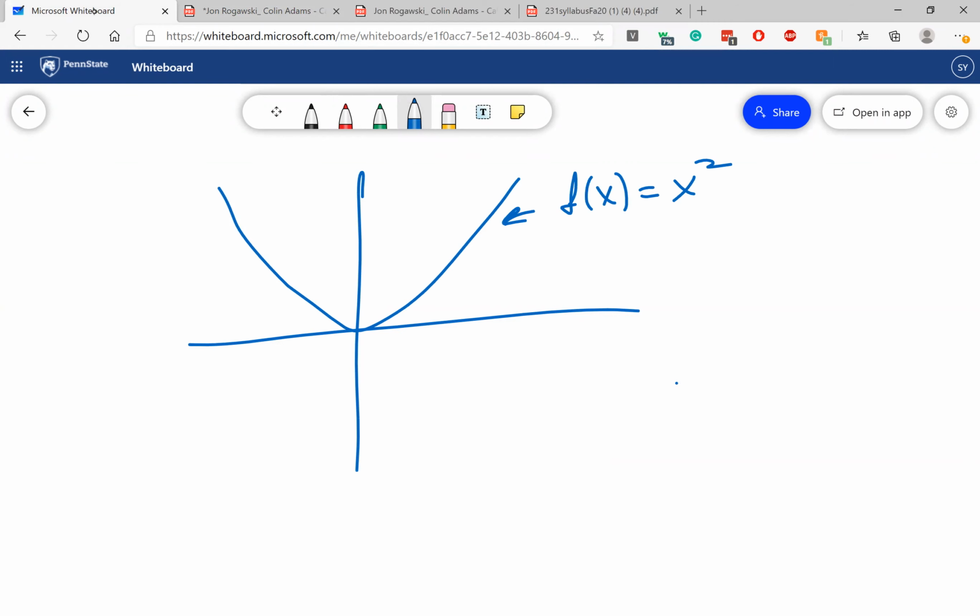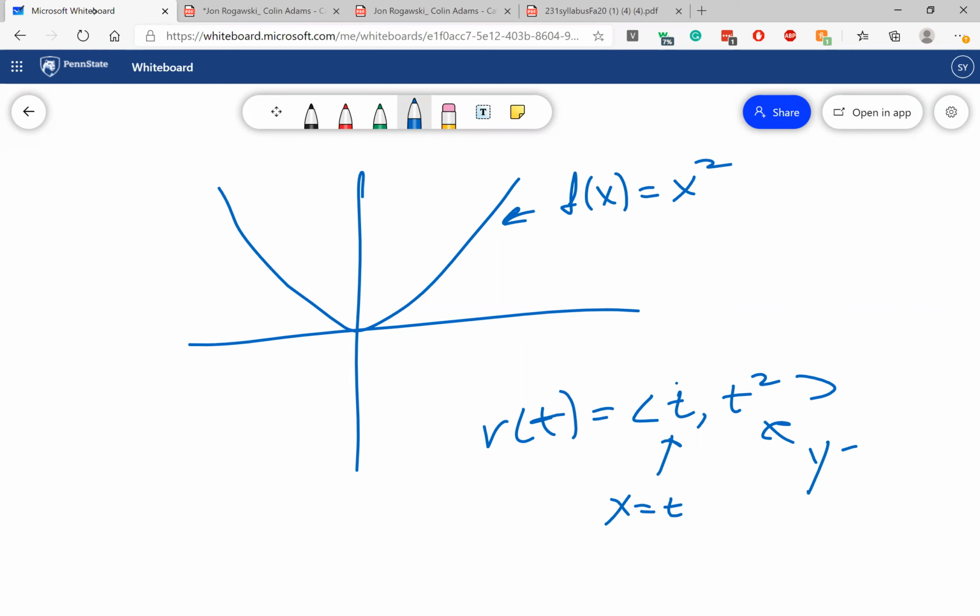If you want to parameterize this curve, you can look at r of t and set it equal to t comma t squared. So this is the x coordinate, which means x is equal to t. And this is the y coordinate, which means y is equal to x squared, which is t squared. And this parameterizes the curve.